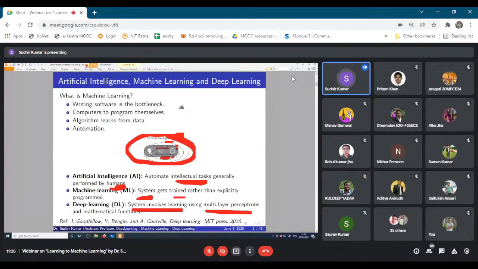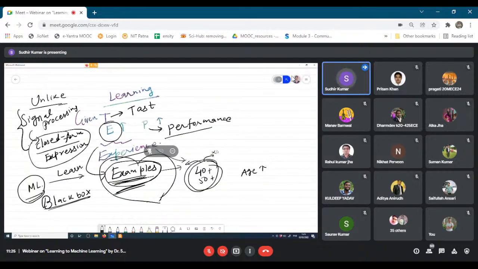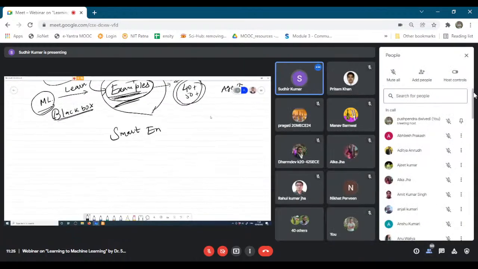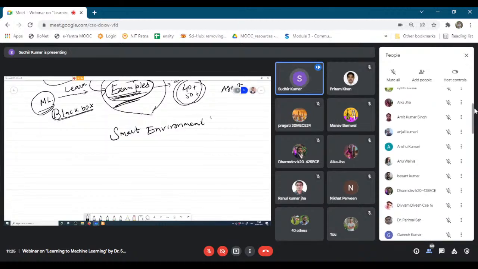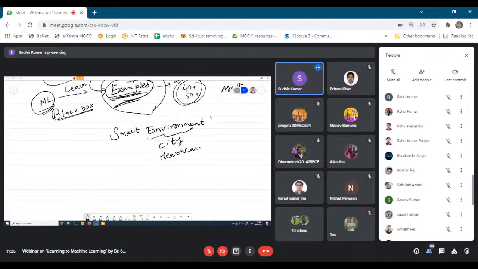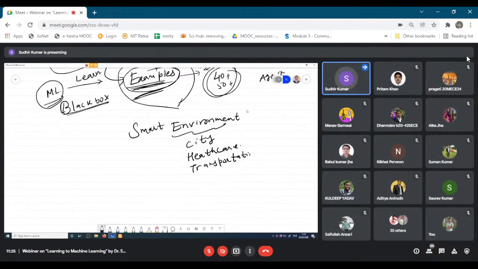Here we have what machine learning is, what the motivation is, and what the different applications are. That thing we have already discussed just now. The applications of machine learning differ for the smart environment. As you know, a smart environment can be the smart city, healthcare, or transportation. Here I have listed very few of them, but there are plenty of such examples of smart environments, and all the automation is coming into play.